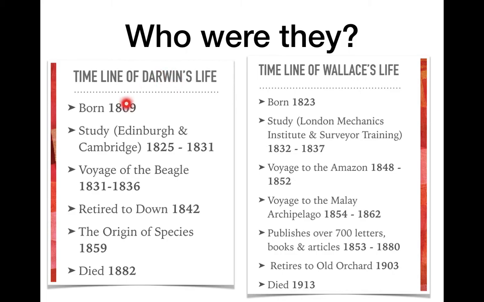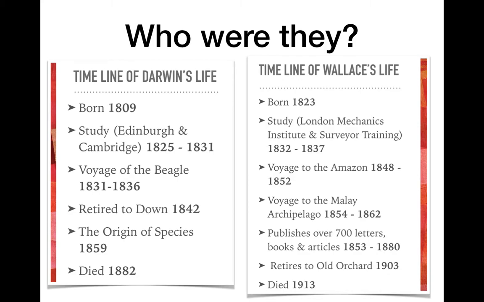If you look on the left, we have Darwin. He was born in 1809. He went to two different universities, Edinburgh and Cambridge, two very famous universities, and studied for 6 years. He went on the single voyage of the Beagle to the Galapagos and all around South America, and that was a 5-year voyage. He retired in 1842 to work on his book and then published in 1859. He died 63 years later in 1882. Remember, he's from a fairly well-off family, so he had family money to help support him.